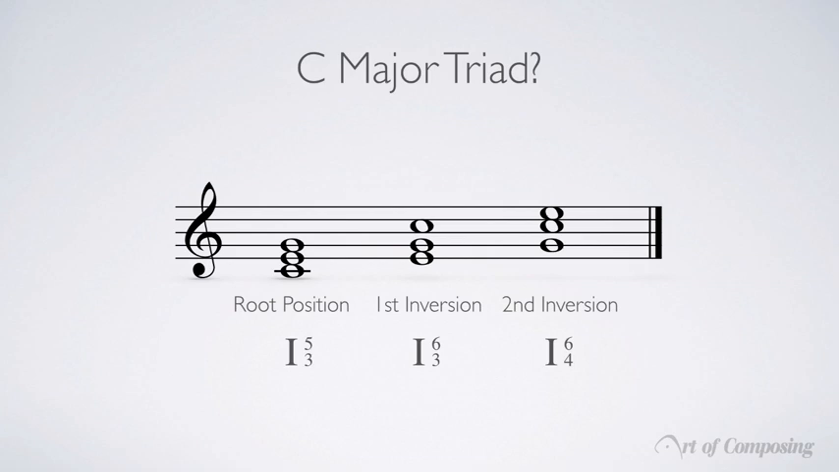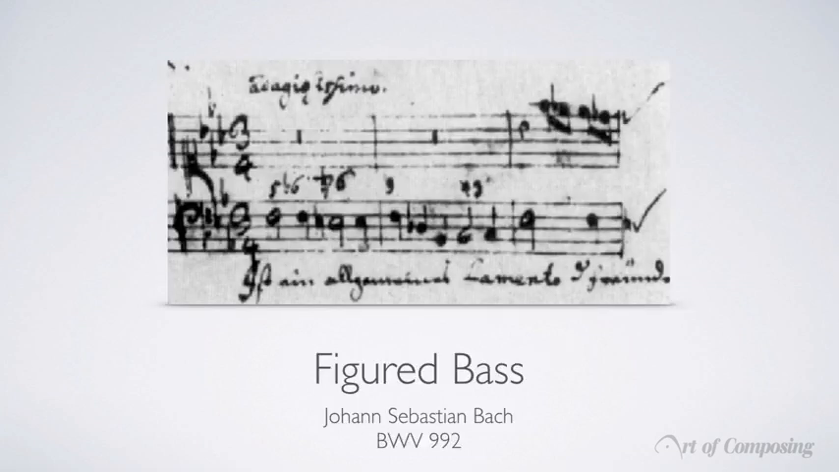And just as with everything else, we have a way of designating which inversion a chord is in. And we use a system called figured bass. Now, figured bass was originally a system used by harpsichord players and other musicians to fill in missing notes from a bass line. They looked at a note and then the numbers, and they knew what notes to play above the bass.